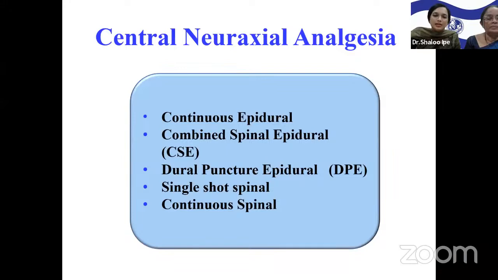Neuraxial analgesia guarantees pain relief all through labor and also allows the mother to take part in the birthing experience. The commonly used neuraxial techniques are continuous epidural and combined spinal epidurals. The newer techniques are single shot spinal, continuous spinal analgesia, and dural puncture epidural. The catheter techniques have the advantage that they can be converted to surgical anesthesia if the need arises.